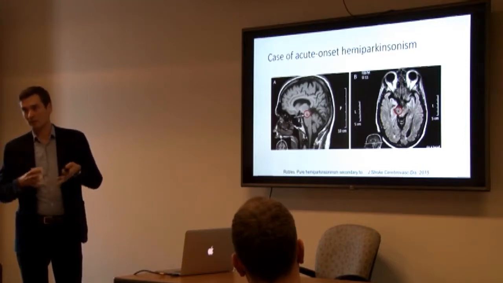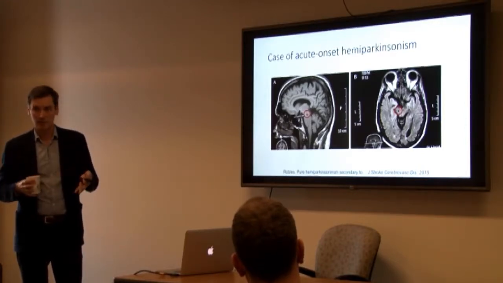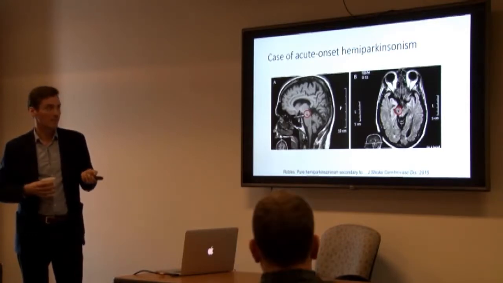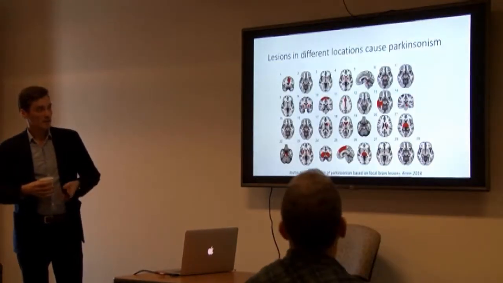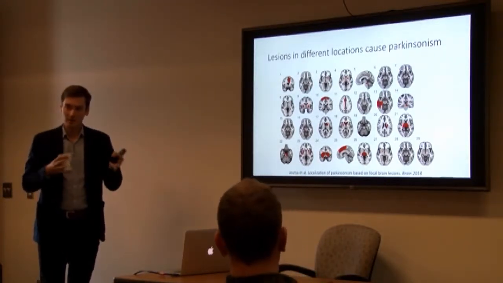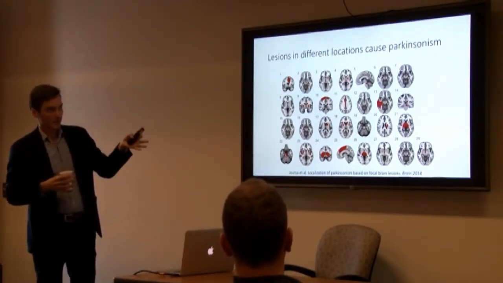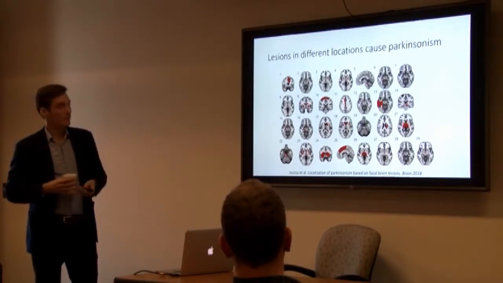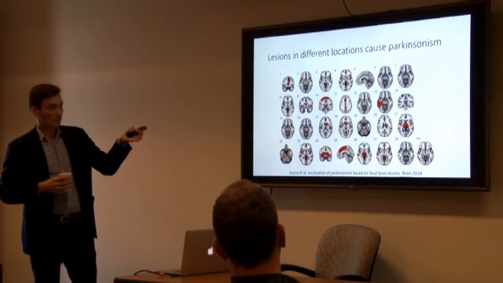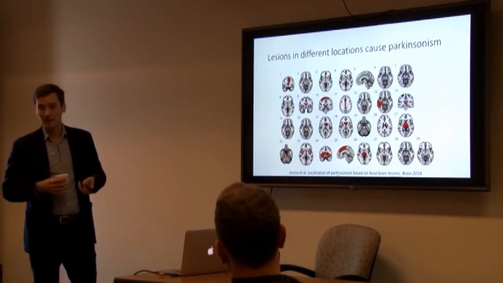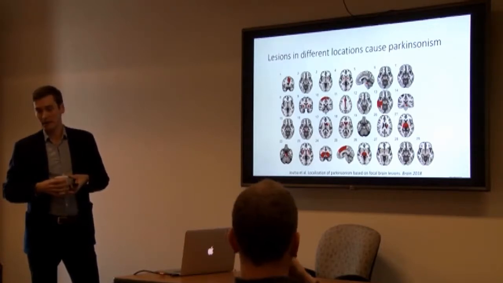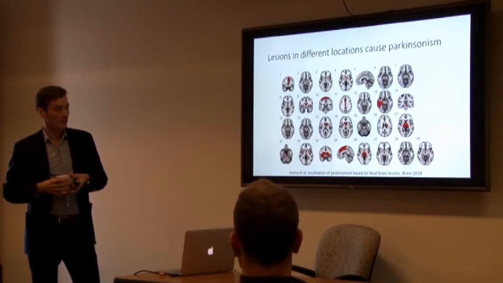So we continued and collected all cases that we could find with stroke or other brain lesion-induced Parkinsonism. And this is the result. As you can see, these lesions hit different parts of the brain. There's very little overlap between these lesions, and not all of them even hit near the nigrostriatal tract, which is considered critical for the emergence of Parkinson's.